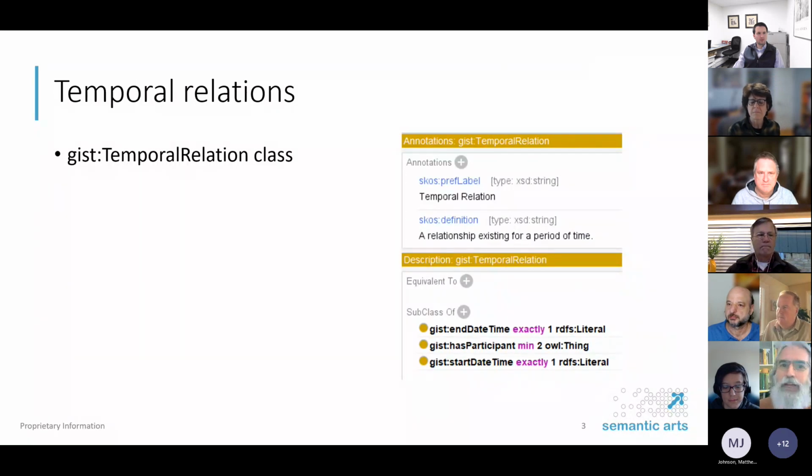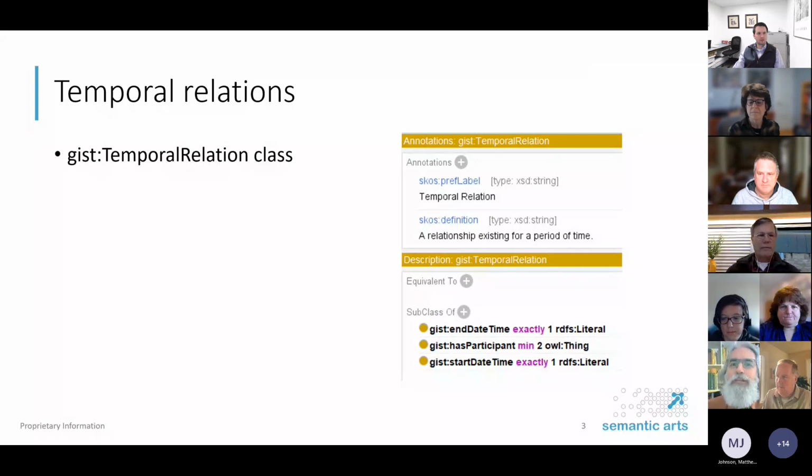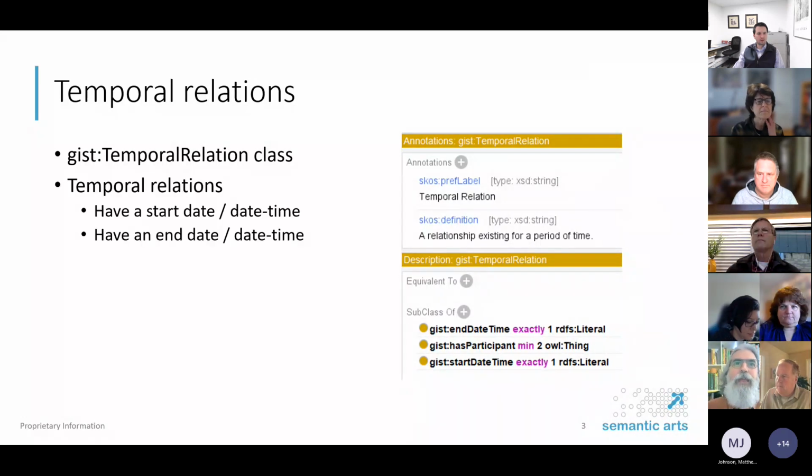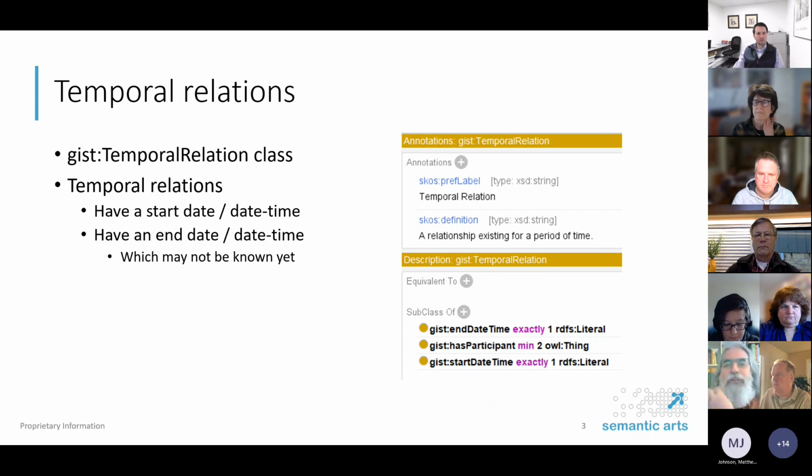So for that, we have in GIST our temporal relation class. And so a temporal relation, as its name implies, will have a start date or date time. It will have an end date or date time. We might not know one or either of those at any given moment, but in the open world assumption, that's fine. We understand that it's the nature of a temporal relation to have a start and an end, but we might not know exactly what those are.